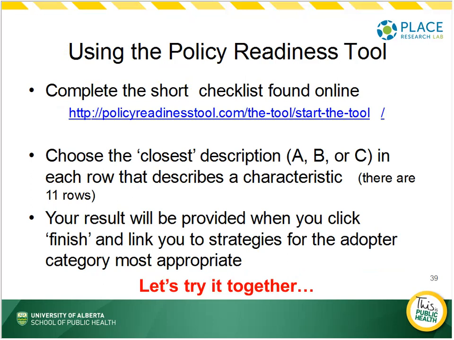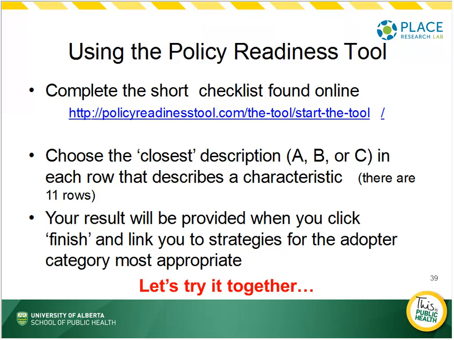But if not, on the next slide, I'm going to have a sample of selected questions from the questionnaire. We're going to do a little exercise, and what I'd like you to do is read each line of questions, and with a particular setting or policy issue in mind, choose the closest description, A, B, or C, in each row that describes a characteristic of your setting or policy issue. And then your result will be provided when you click Finish.